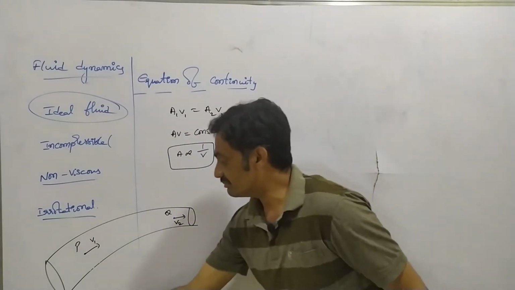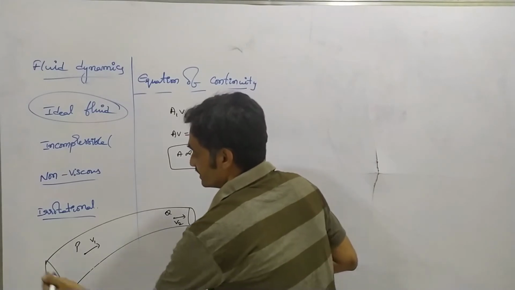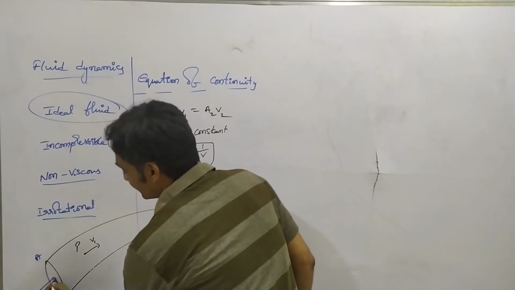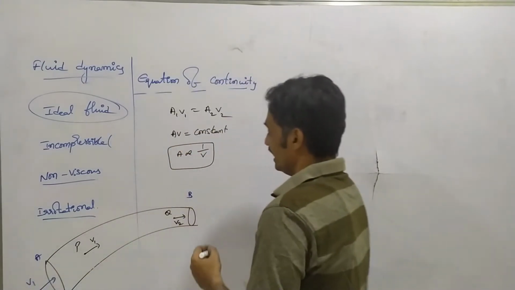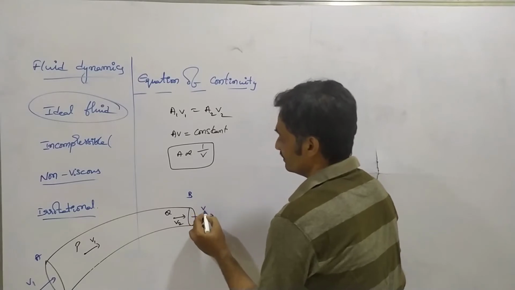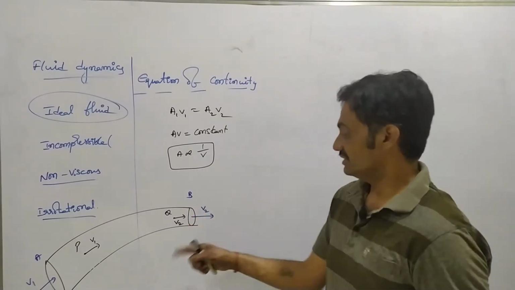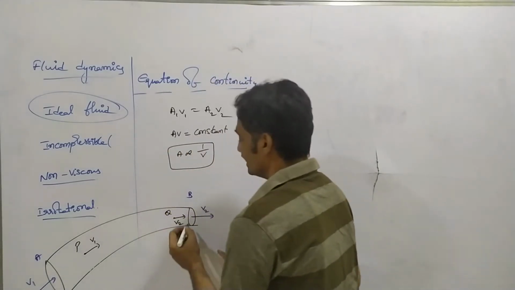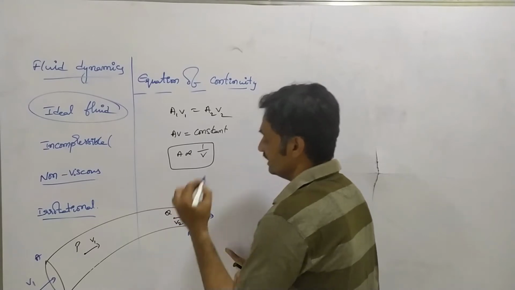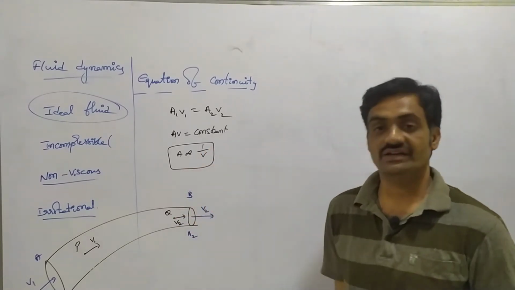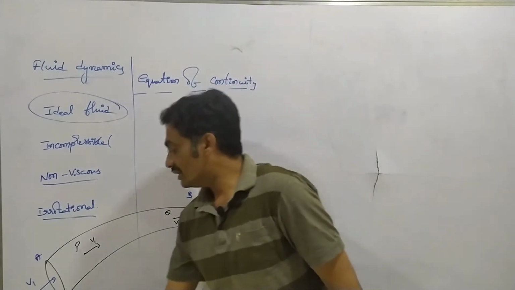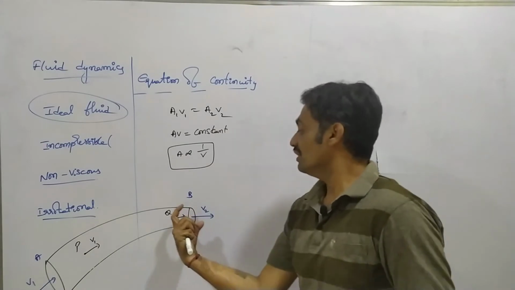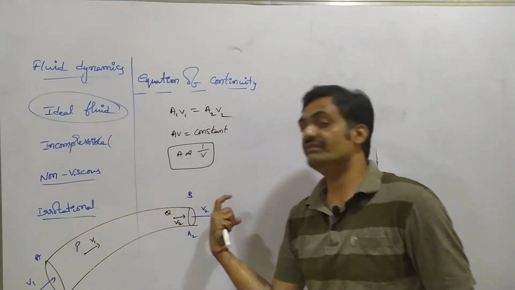Here consider a pipe with endpoints A and B. The fluid is entering the pipe with velocity v1 and leaving the pipe with velocity v2. The area of this cross section is A1 and the area of this cross section is A2. As you observe, the volume of the fluid entering the pipe is equal to the volume of the fluid leaving the pipe.